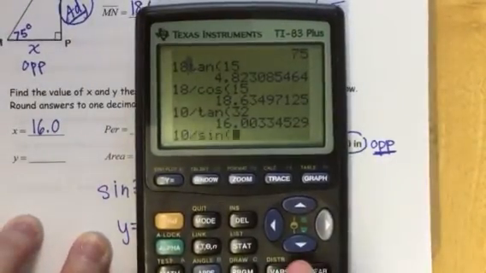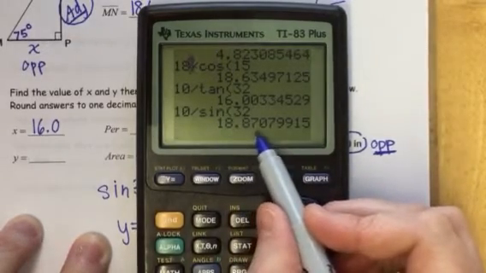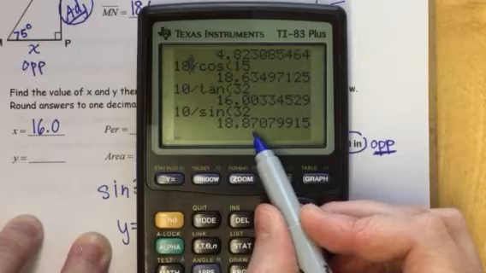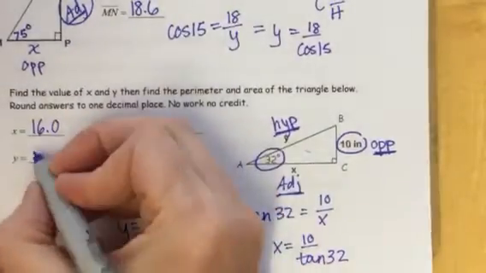Let's see what we get out of that. 10 divided by sine 32. 18.87. Because of that 7, it's 5 or greater, I need to round this up, so it's going to be 18.9 for y.